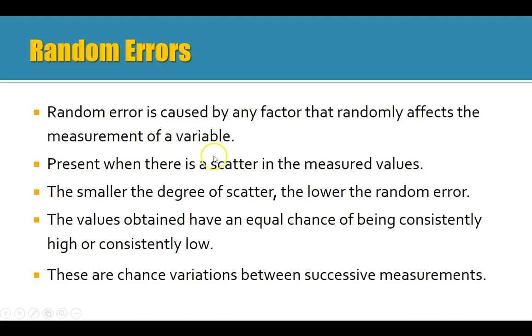So what happens is when you graph your results, you'll see what's called scatter, where you've got data that's a little bit all over the place, and that's the result of random errors, where there is a variation from what we should be seeing because of that error.